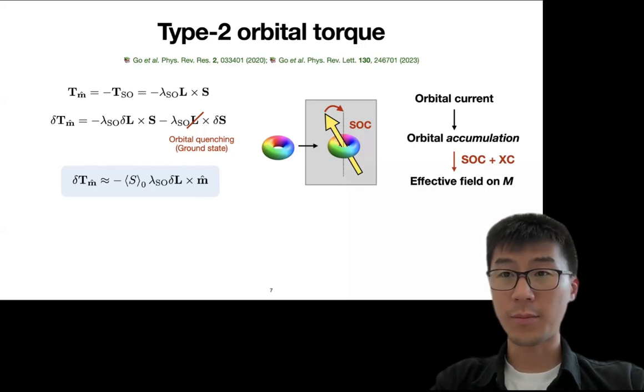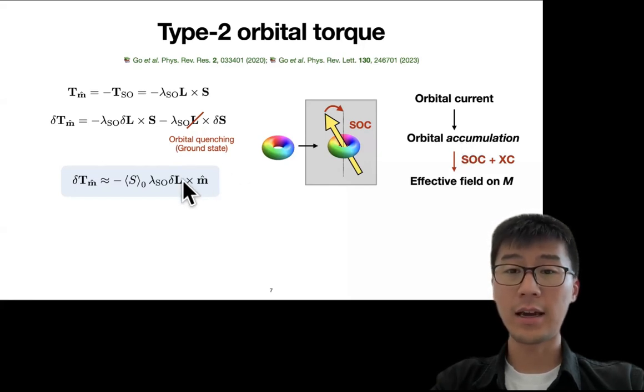So to summarize, type 2 orbital torque is directly coming from orbital accumulation, not the orbital current. But then when there's exchange coupling together with spin-orbit interaction, this delta L can have an effective field on magnetization.